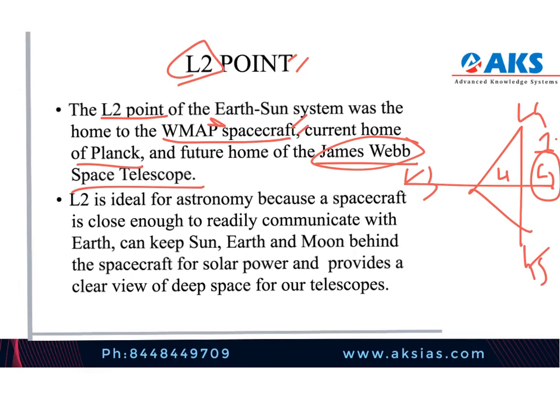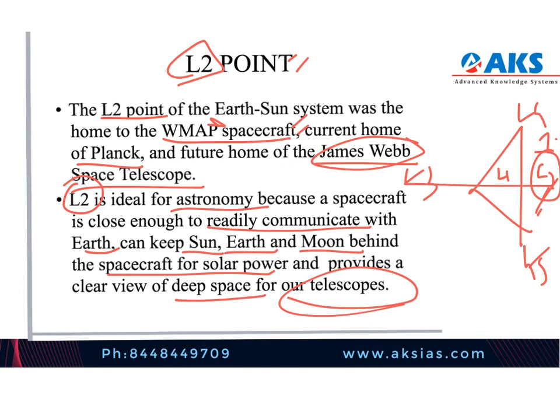and Planck. So the L2 point is ideal for astronomy because a spacecraft is close enough to readily communicate with Earth and can keep the Sun, Earth and Moon behind the spacecraft for solar power, and it provides a clear view of deep space for our telescopes. So the L2 point is generally used for astronomy, that is, to observe. It provides a clear view of deep space for our telescopes.